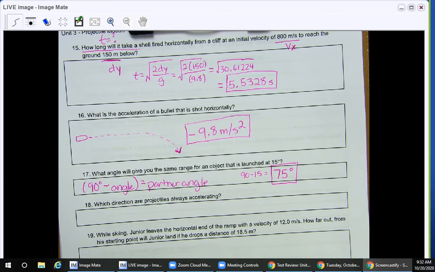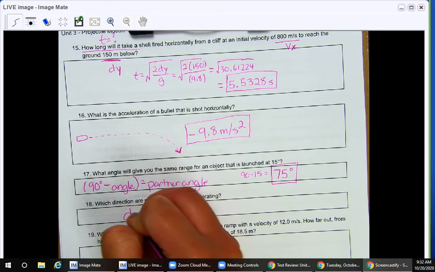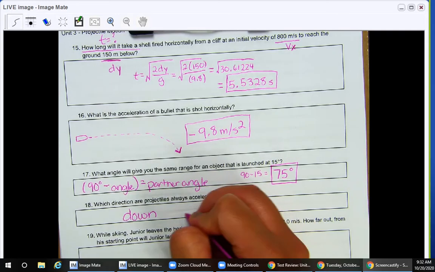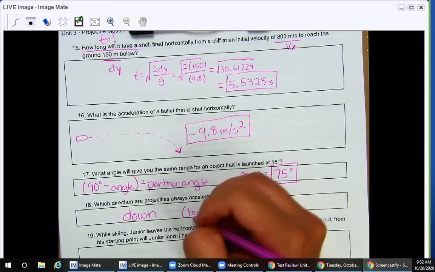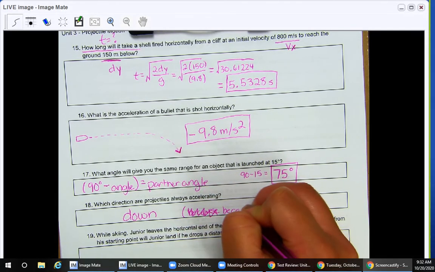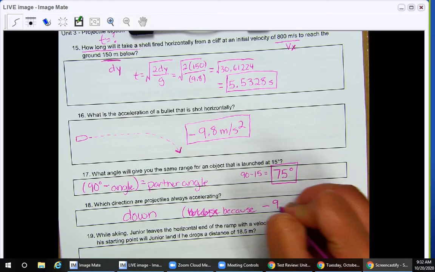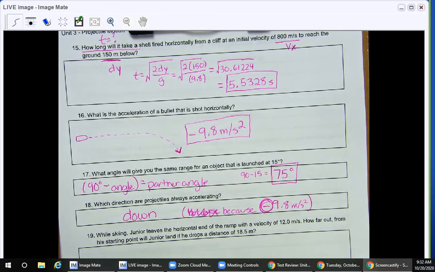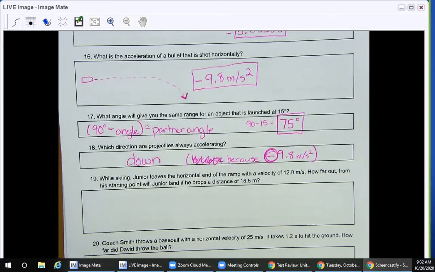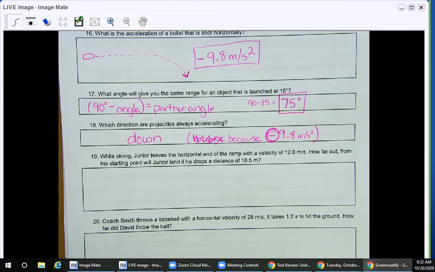Which direction are projectiles always accelerating? Which way are they always accelerating? Down. Good job. It's always down because gravity. Because gravity is negative 9.8. And that negative means it's going down. That's why whenever you shoot something up in the air, it always comes back down because gravity is pushing down on it.